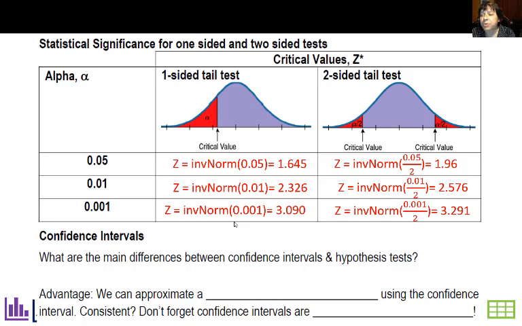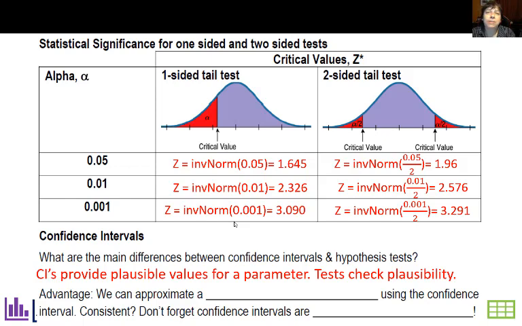So what are the main differences between intervals and hypothesis tests? Well, confidence intervals are really giving me plausible values. They're actually estimating, while tests check the plausibility of a value that you're already given. Now, an advantage is that we can approximate a parameter using the confidence interval. You can't really do that with a hypothesis test. But remember, if you decide to use a confidence interval to test, hopefully you're doing a two-sided test. It's a little trickier to do a one-sided test with a two-sided confidence interval. You need to make some adjustments, and you probably don't want to do that. So don't forget that confidence intervals are two-sided.